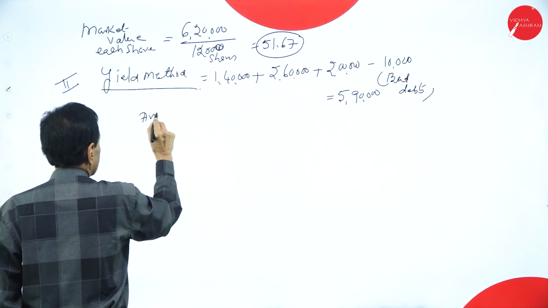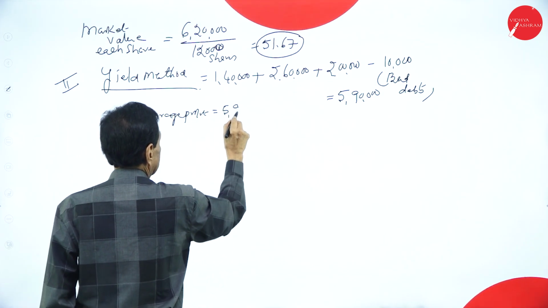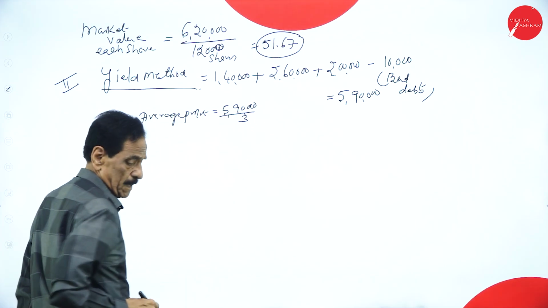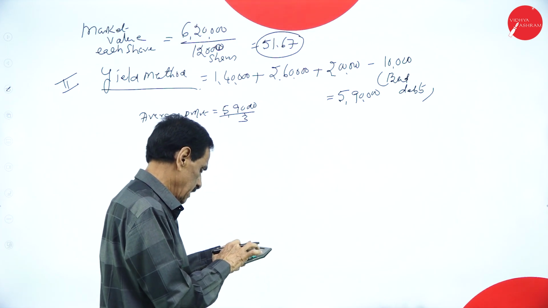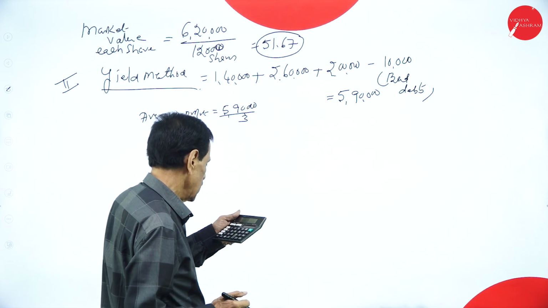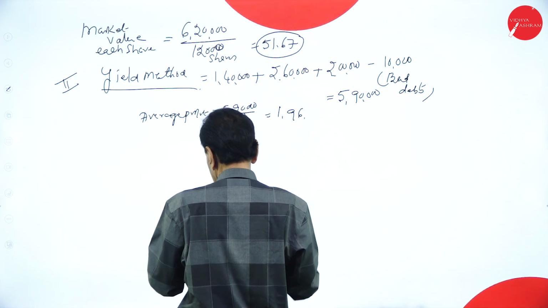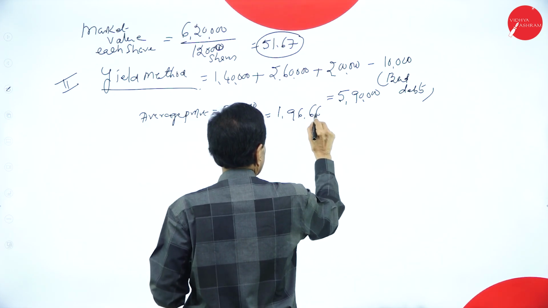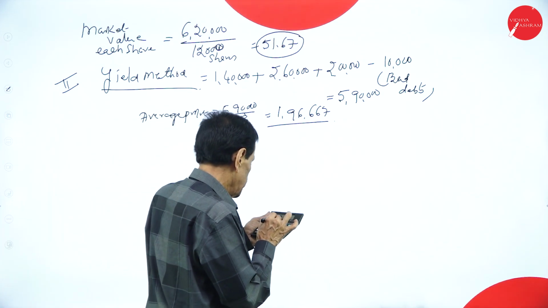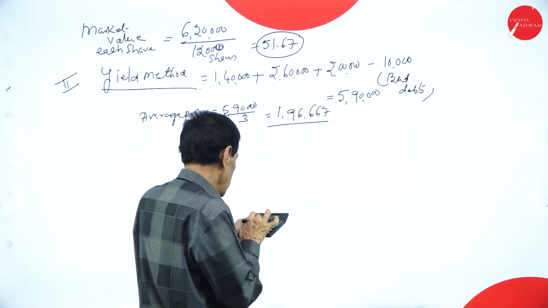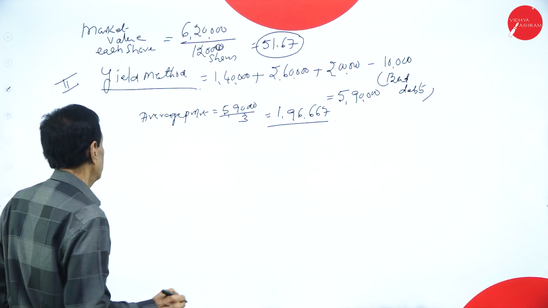Average profit: 5,90,000 divided by 3 is 1,96,667 average. Now, next step.